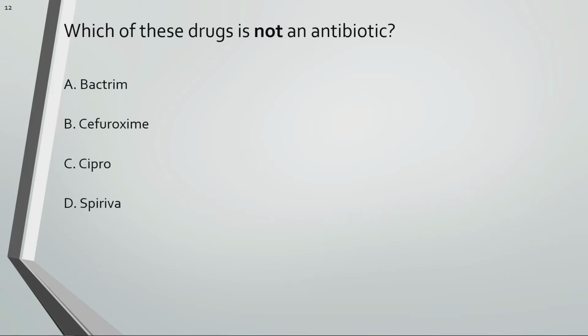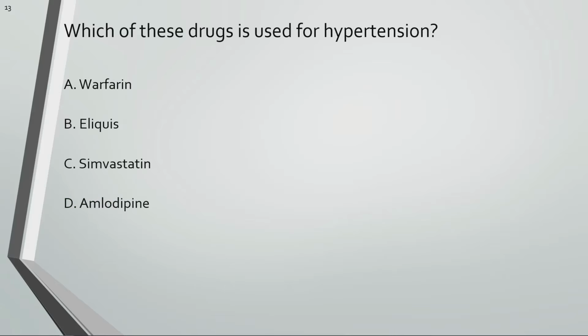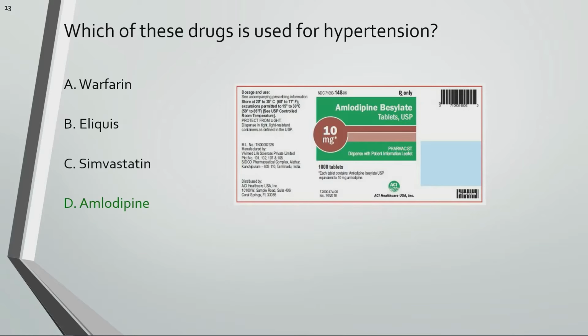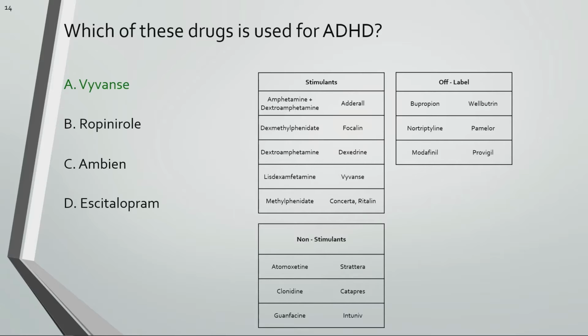Which of these drugs is not an antibiotic? Spiriva is not an antibiotic. It's an inhaler used for asthma and COPD. Which of these drugs is used for hypertension? Amlodipine or Norvasc is used to treat high blood pressure. Which of these drugs is used for ADHD? Vyvanse is the only choice indicated for ADHD. Here are a few other drugs you'll see often that can be used for ADHD.